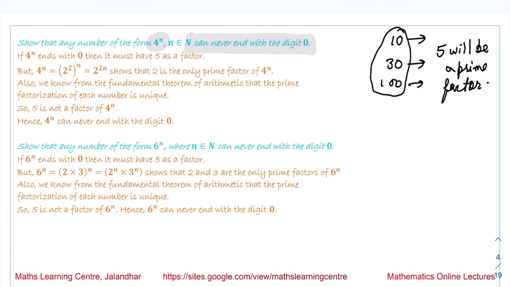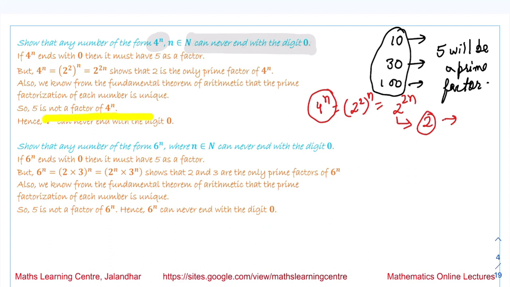Now if we look at numbers of the form 4 raised to the power n, and their prime factors, we can write 4 raised to the power n as 2 raised to the power 2 raised to the power n. It is 2 raised to the power 2n. So the only prime factor of these numbers is 2, and 5 is not a prime factor of these numbers. So 4 raised to the power n cannot end with the digit 0, because we need 5 as a factor.